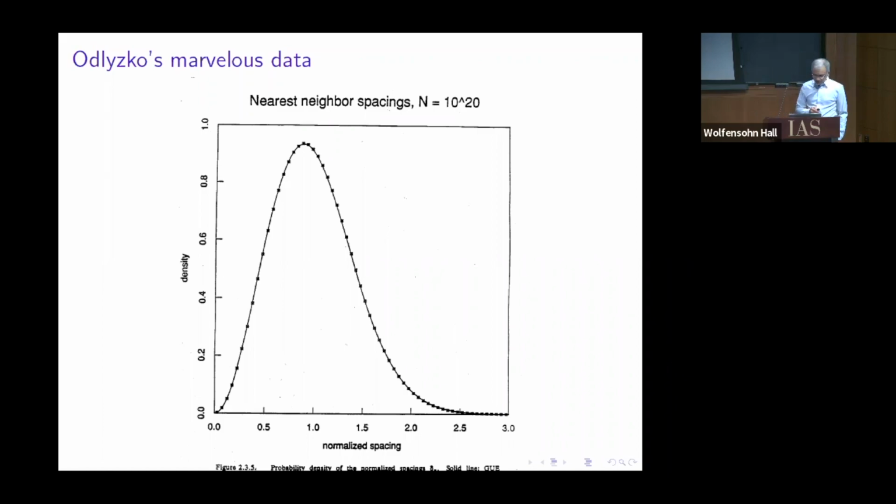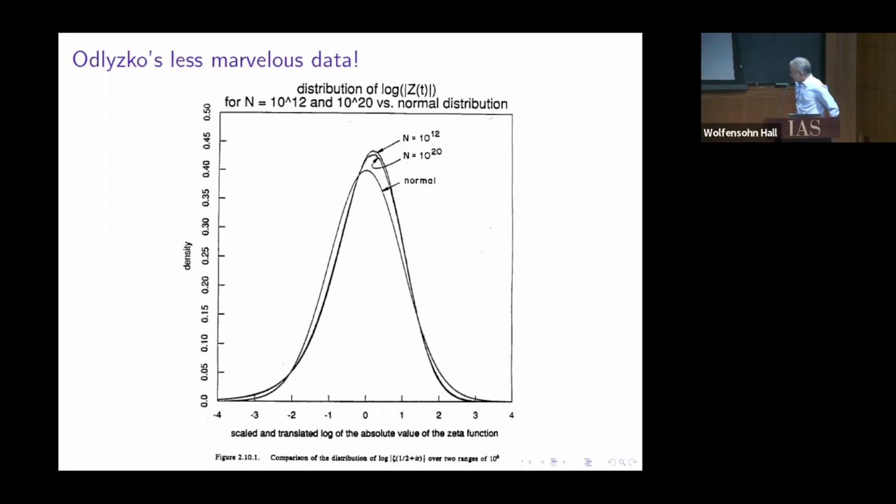Now, as Peter also mentioned, Odlyzko studied many other things about the zeta function besides just the nearest neighbor spacings of the zeros. So in the same paper, you find other graphs which are maybe less compelling than the previous graph on the zero spacing. So this is a graph that shows the distribution of log mod zeta of half plus it. And this is the expected Gaussian. And you can see that what's happening even at 10 to the 12 or 10 to the 20, it doesn't look so close to being Gaussian. 10 to the 20 looks a little better than 10 to the 12, but not much better.